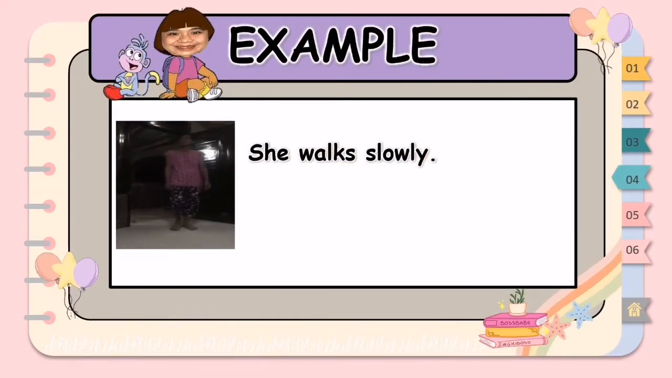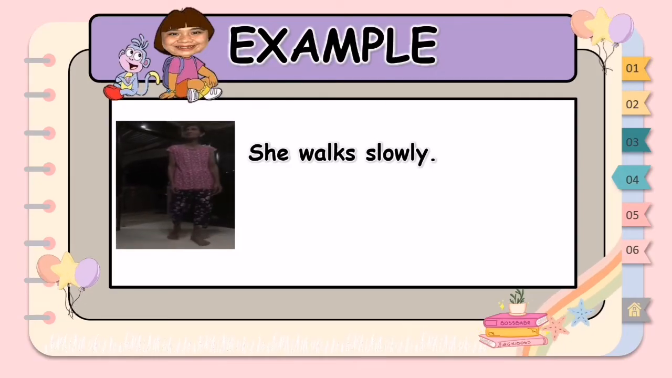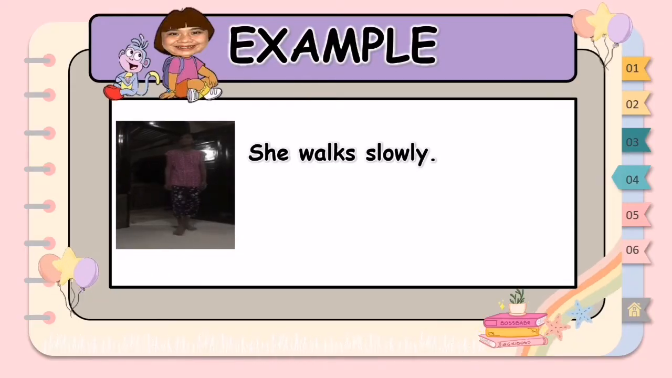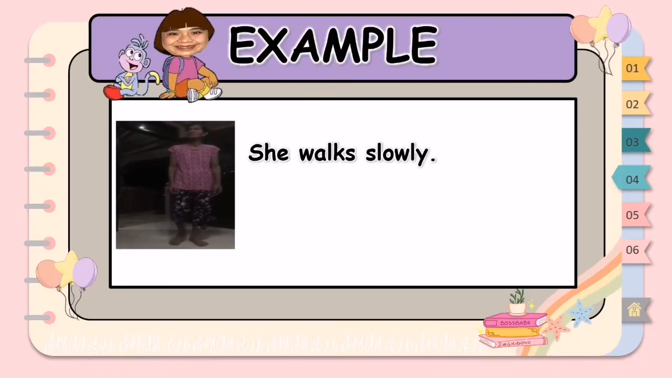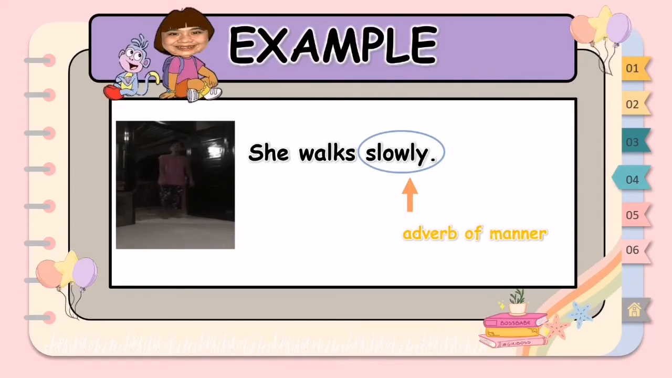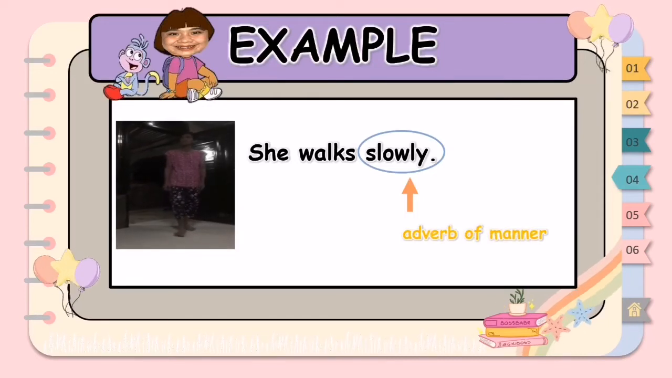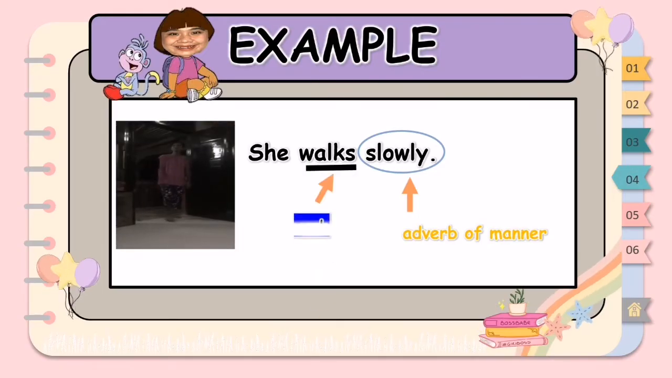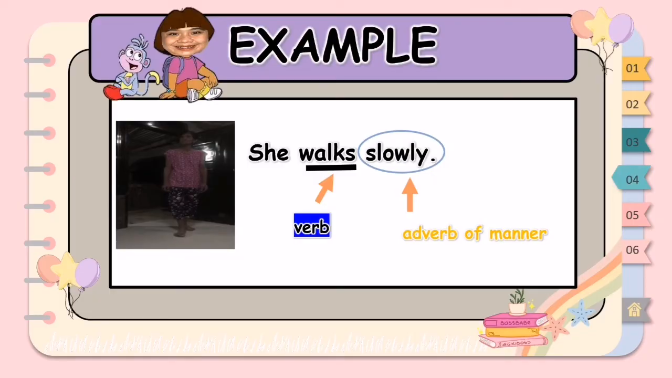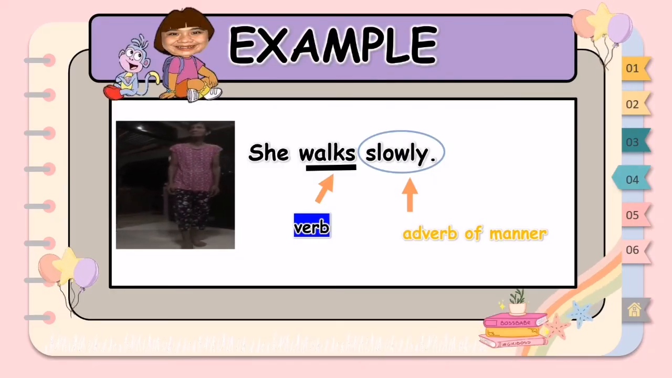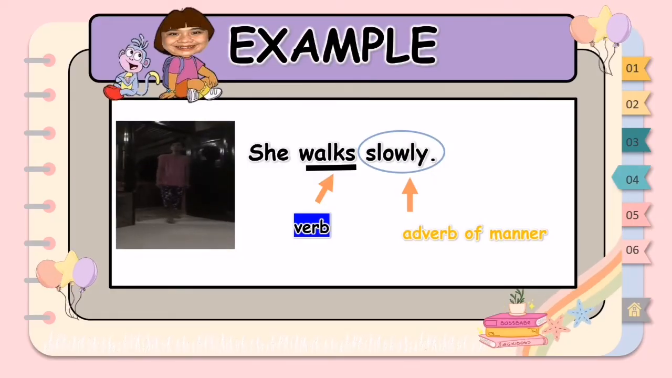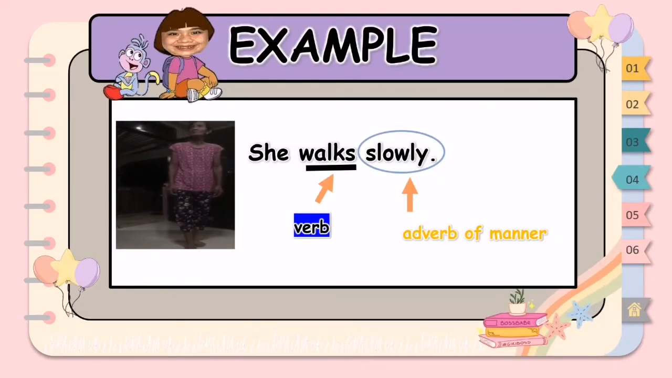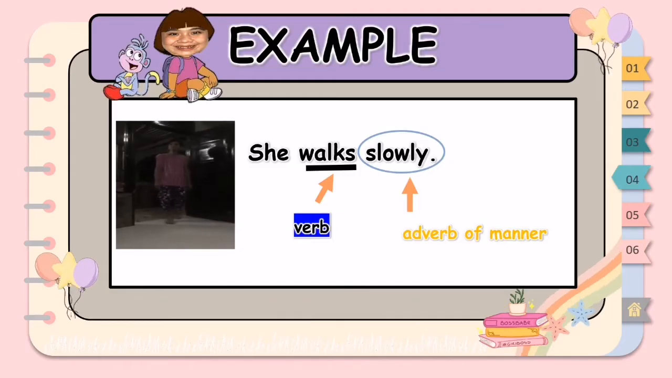Another example is she walks slowly. In this sentence, what do you think is the adverb of manner? Yes, that's right. The adverb of manner is the word slowly, and it modifies the word walks, which is a verb. So how does the girl walk? That's right. She walks slowly. So it answers the question how.